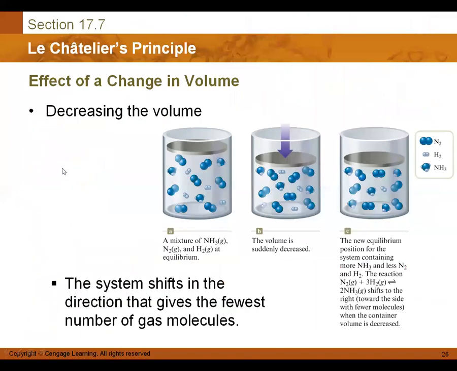So as we can see here, the volume is suddenly decreased. So we do need to shift to the side that has the least number of gas molecules, again, because that's going to offset the pressure that's going to cause.